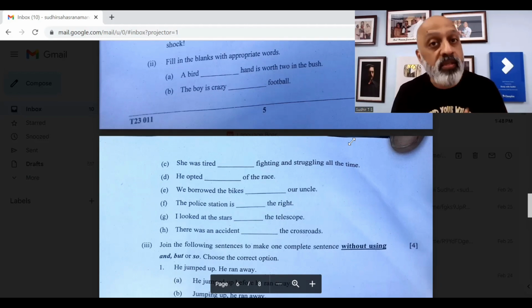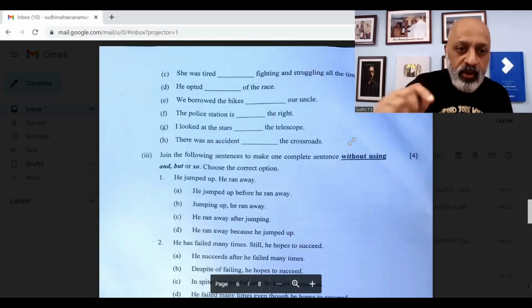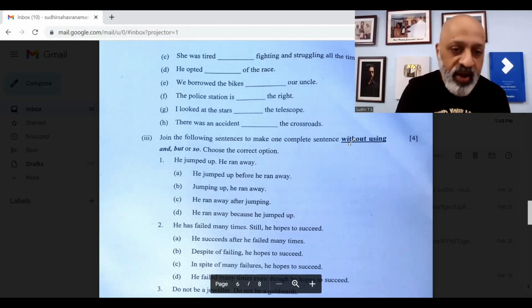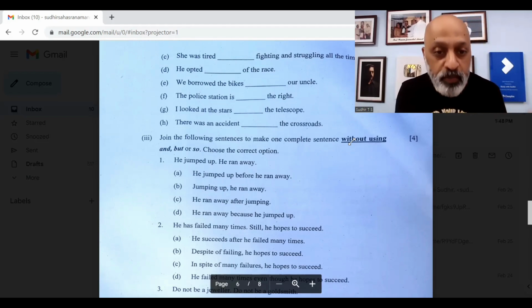I looked at the stars through the telescope. There was an accident at the crossroads. Now let's come to join the sentences. The first one, he jumped up, he ran away. The correct option is B, jumping up, he ran away.